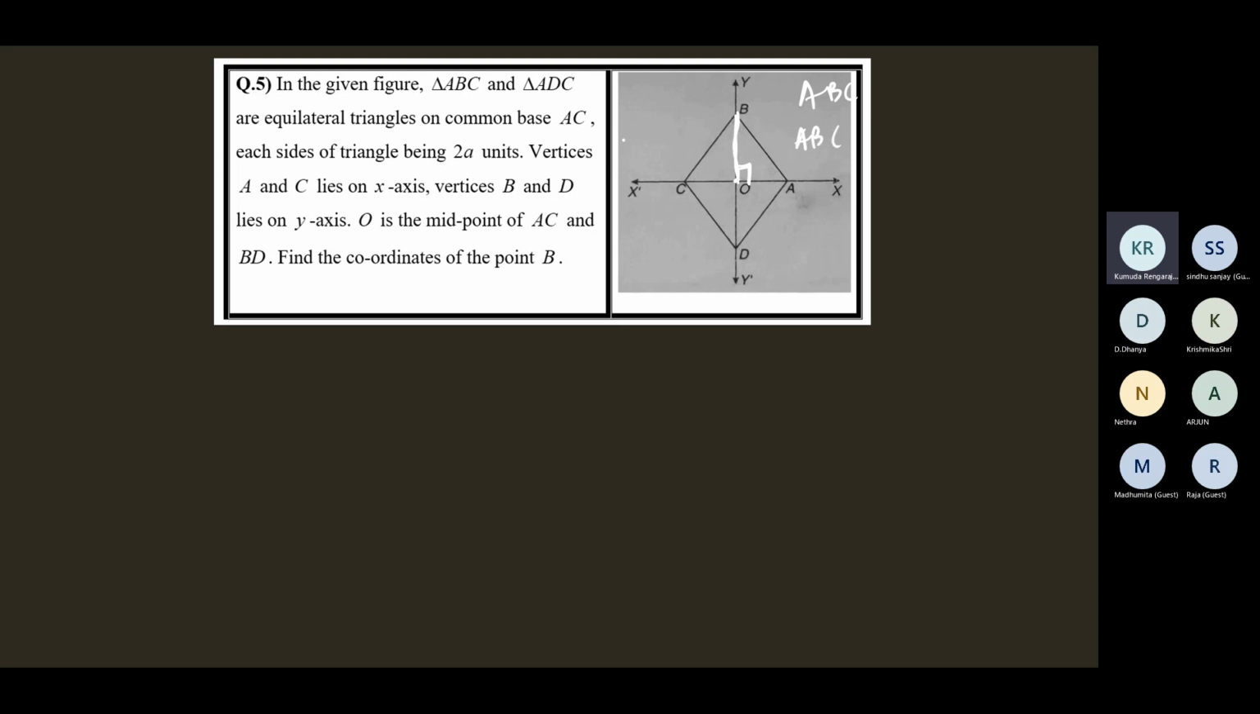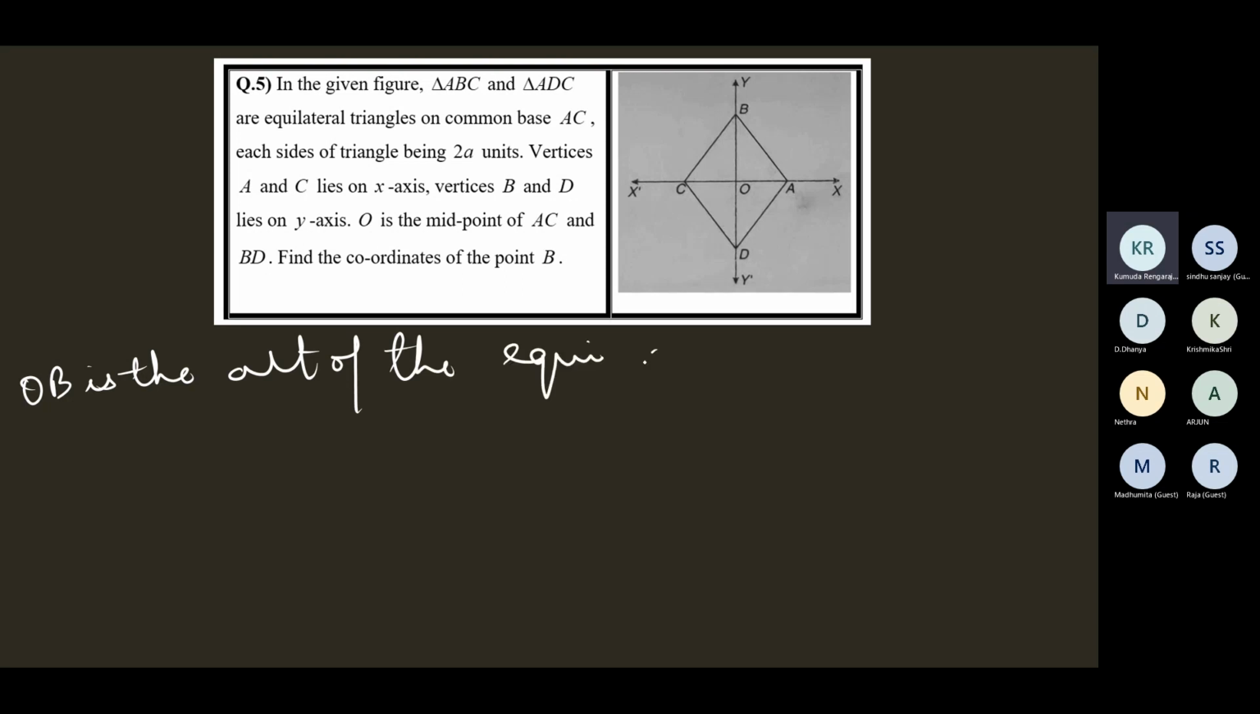And we know that the length of the altitude is given by the formula root 3 by 2 into side. Don't mistake this a, the side, to be the a given in this question. OB is the altitude of the equilateral triangle ABC. So the altitude can be found using the formula root 3 by 2 into side.